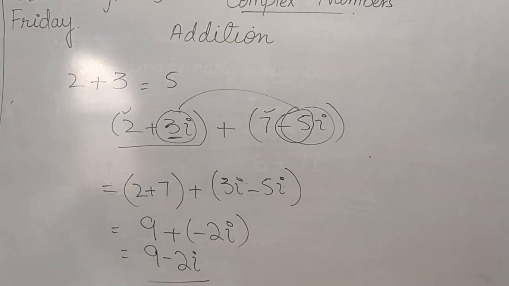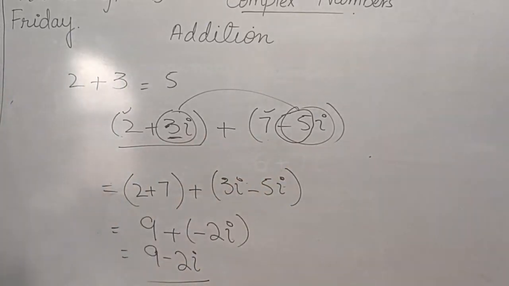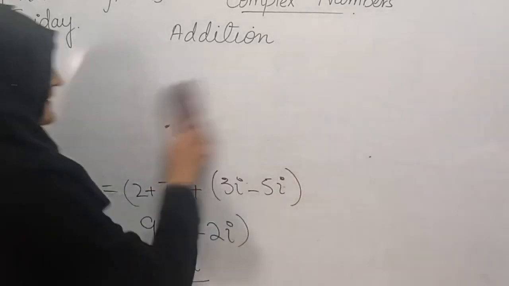Clear? See another example. If we have two different complex numbers, we can easily add by adding their real part with real and imaginary part with imaginary part. See another example.